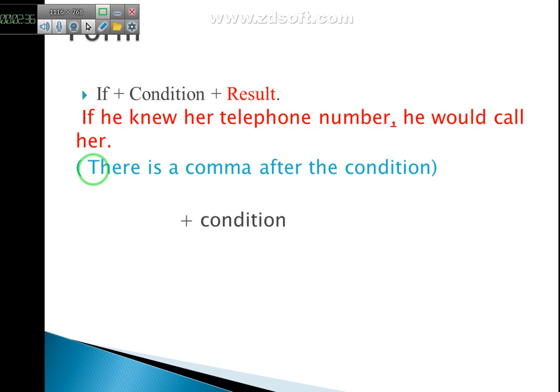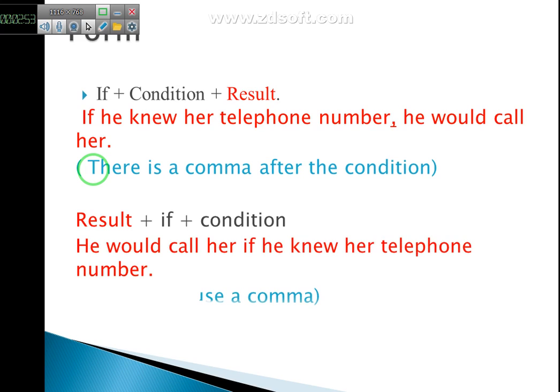And we can also change the order of the sentence. We can also have the result first, followed by the if condition. Let's see. We would call her if he knew her telephone number. Where is the comma? I'm not going to use a comma. Why? Because I have the result at the beginning of the sentence. We can say the same sentence with a different order. And when we write like that, don't forget again, it's very important, don't use a comma.